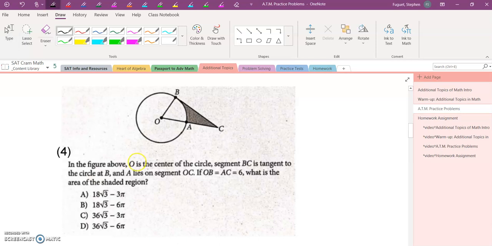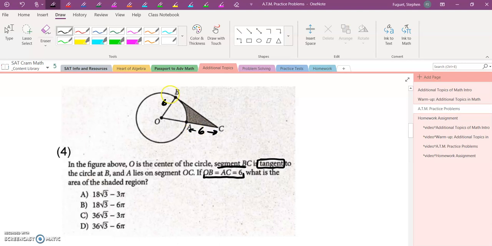So in the figure above, O is the center of the circle, and segment BC, and here's our first keyword, is tangent to the circle at B, and A lies on segment OC. Lastly, another important thing here is OB and AC are both equal to 6. We want to find the area of the shaded region. So let's go ahead and label this as 6. We'll label this as 6.